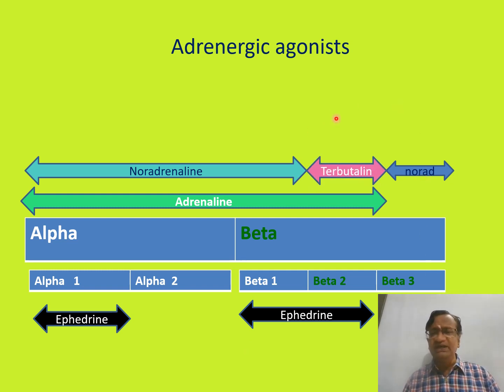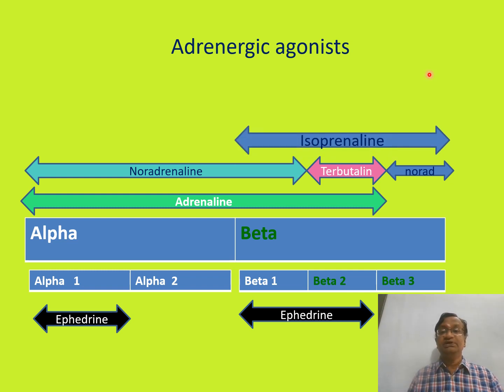See, there may be some action in beta 3. Now terbutaline, salbutamol, formoterol, all these drugs act on beta 2, and that is what gives bronchodilation. Isoprenaline is not near alpha. It is only beta 1, beta 2, beta 3. So this is a powerful chronotropy. That is why in refractory bradycardia, after atropine we go to isoprenaline, then we go to temporary pacing. So isoprenaline is mainly beta 1, beta 2.